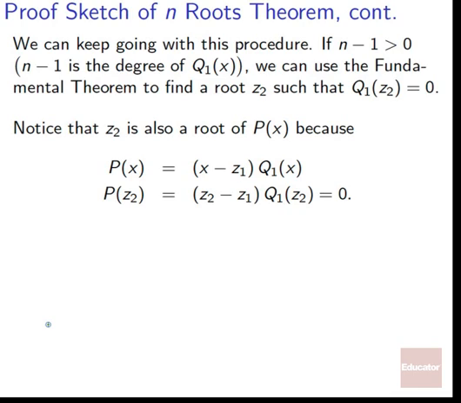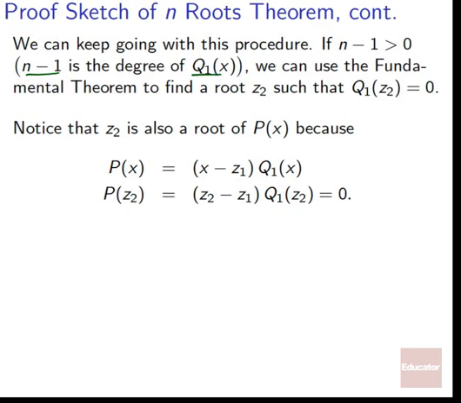So we can keep going with this procedure, right? We did it once and we pulled out a root and then we broke our polynomial out. We knew that there was a root and then we were able to factor out that linear factor because of that root. So if we have n minus 1 greater than 0, remember, n minus 1 is the degree of our first quotient, we can use the fundamental theorem again, right? The fundamental theorem says as long as your degree is greater than 0, there's a root in there.